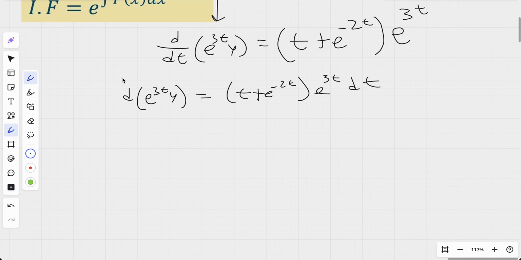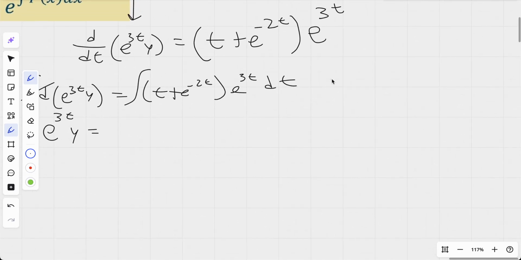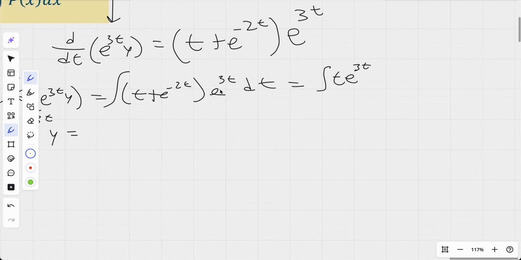And then from here, we can integrate both sides now. On the left-hand side, the d and the integral cancel, so we're left with e to the 3t y. And on this side, we have to evaluate this entire integral. So this becomes the integral of 3t e to the 3t, just multiplying this to this side. And then e to the negative 2t times e to the 3t gives us plus just e to the t, and then all this dt.